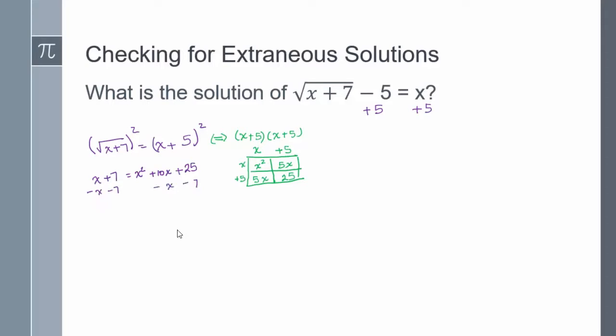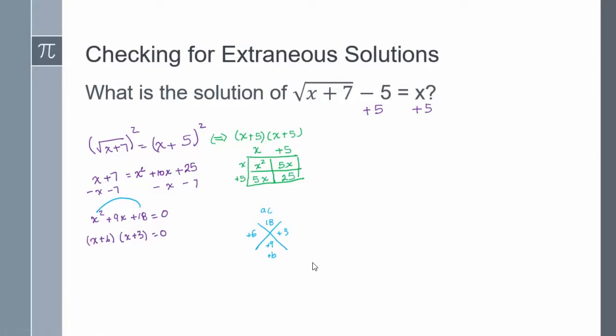To do that, subtract x and 7 from both sides to get x squared plus 9x plus 18 equals 0. I can either use the quadratic formula to solve this, or I can factor. To factor, I need two numbers that multiply to a positive 18 and add to a positive 9. These two numbers are positive 6 and positive 3.